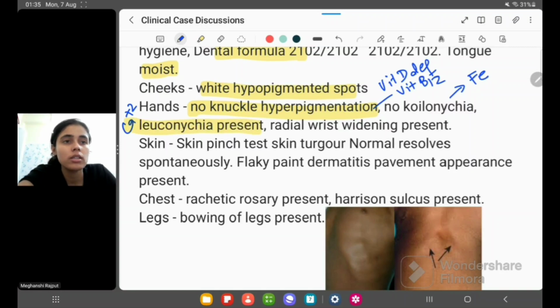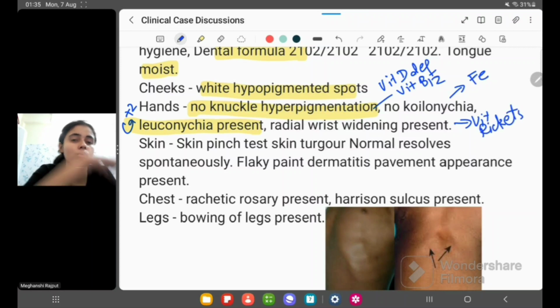Wrist widening is also seen in cases of vitamin D deficiency, or I should say it is seen in cases of rickets. When you examine the wrist like this, there is a prominence of the wrist. Widening can be seen in the radial wrist.